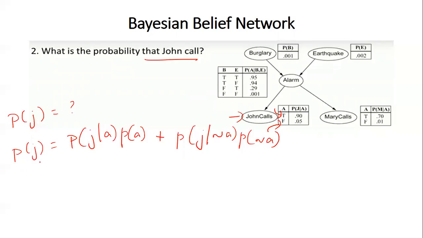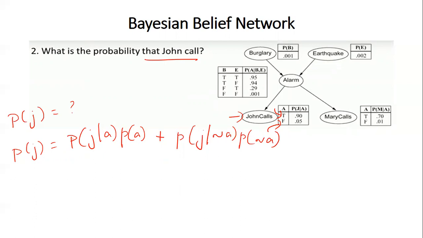See, this is the equation you should remember. Here John calling depends only on the alarm, so we are using the conditional probability that John calls if there is an alarm, multiplied by the probability of alarm, plus the probability that John calls when there is no alarm, multiplied by the chance of not having an alarm.